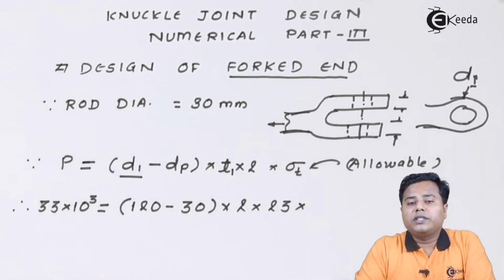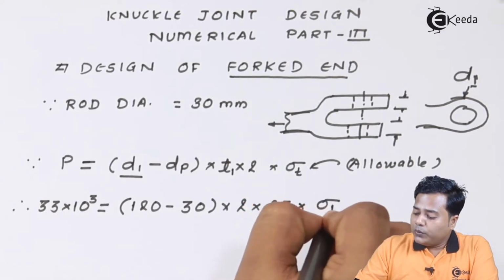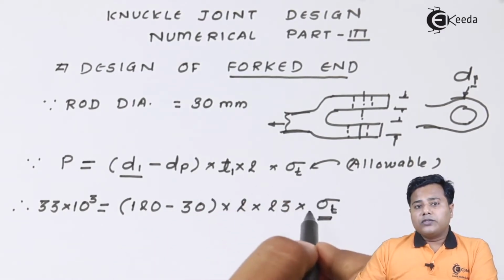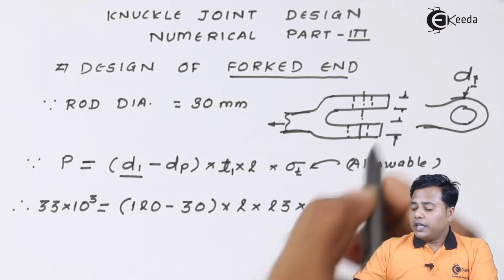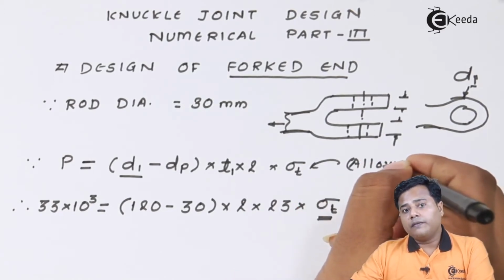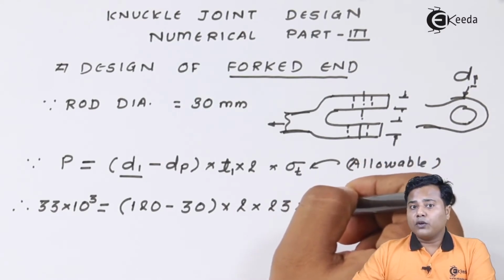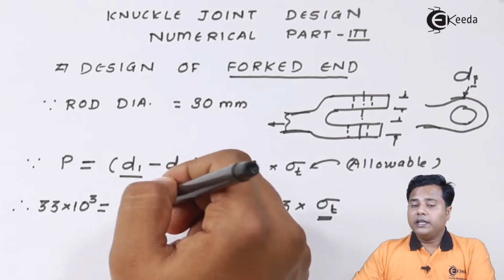So what is unknown in this case? There is nothing unknown. We are going to find out the induced value of the tensile stress. Now we are going to compare the induced value of tensile stress with the allowable value of tensile stress, and in that case we will see whether it is safe or not. If it is not safe, we have to increase the dimensions.